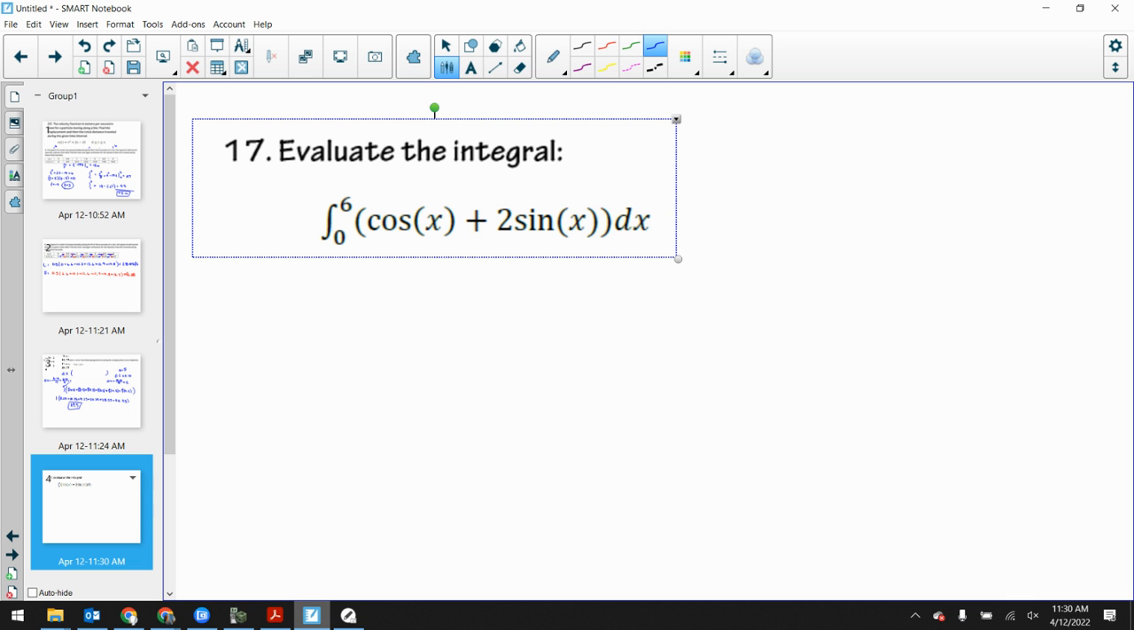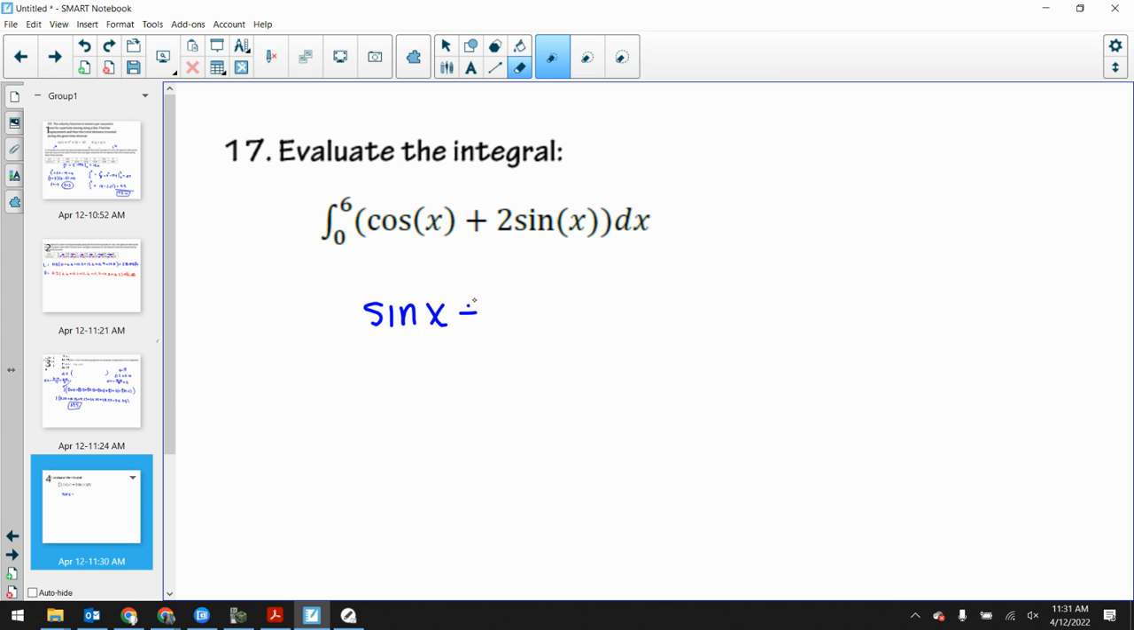All right, so let's evaluate the integral using FTC2, the antiderivative rule. What is the antiderivative of cosine? Sine x. Plus, actually, I was just going to write plus, and I think it's going to be minus, isn't it? Yes, because the antiderivative of sine is negative cosine. So that would be minus 2 cosine x from 0 to 6. And then we just plug in.